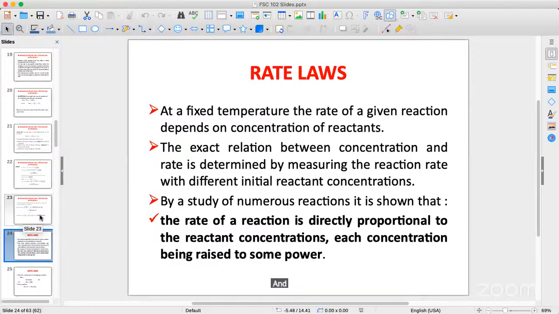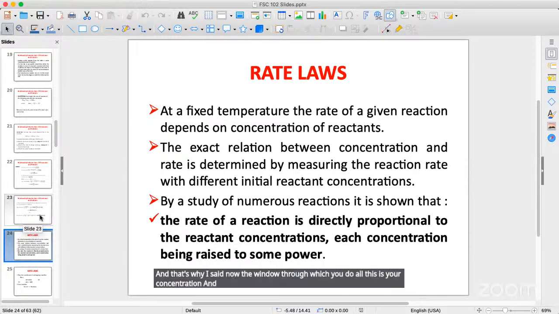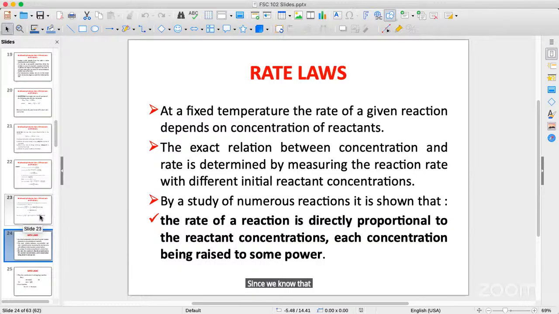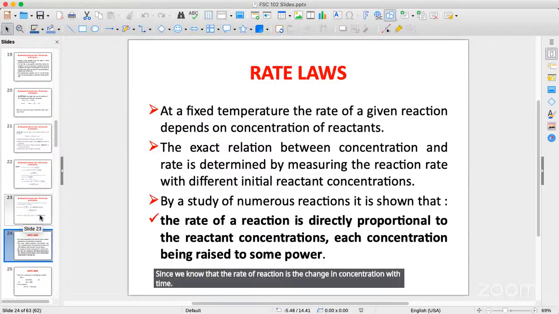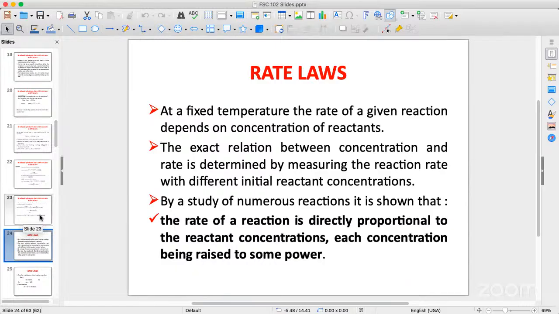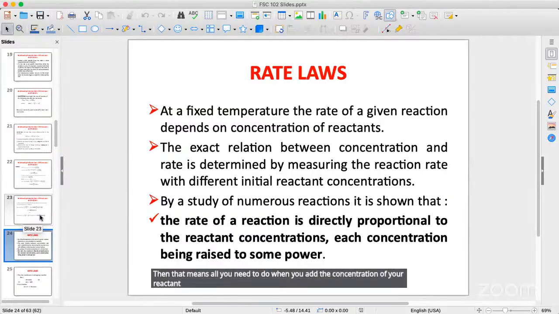That's why I said the window through which you do all this is your concentration. And how do you do this? Since we know that the rate of reaction is the change in concentration with time, all you need to do with the concentration of your reactant is to look at how your concentration changes with time. That will give you the rate of reaction. So the first thing you want to do is know the rate of reaction.